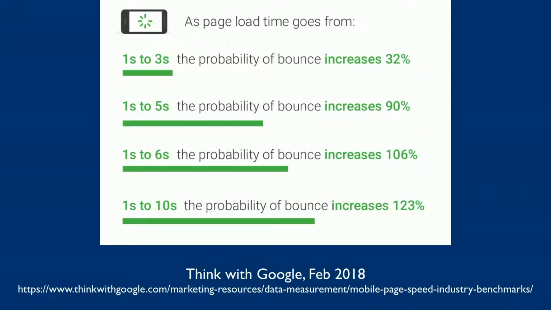Think with Google is a platform where Google shares the latest marketing research, digital trends, and consumer insights. Last month, they published an article with the new industry benchmarks for mobile page speed. Here's an infographic from that study talking about mobile page load times. You can see as page load time goes from 1 to 3 seconds, the probability of bounce increases 30%. Tack on 2 more seconds and the bounce probability triples to 90%, and so on and so forth. You can see how the numbers go.